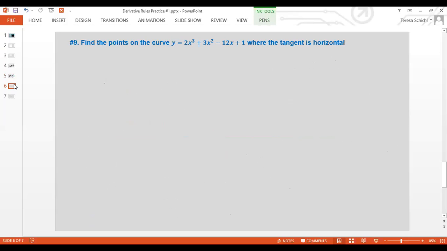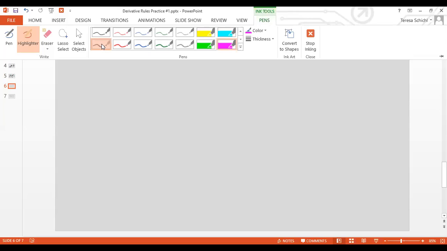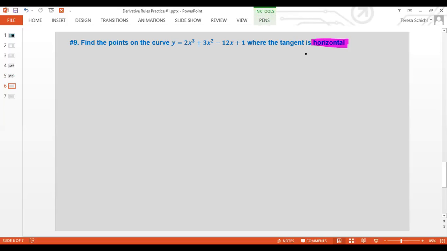Now this is a similar thing, all right? Let's say I want to find the points on the curve where the tangent is horizontal, so they try to test you on horizontal. What does that mean? If a line is horizontal, what is the slope? The slope will be equal to 0, right? Because if you have a line like this, horizontal, the slope will be equal to 0.